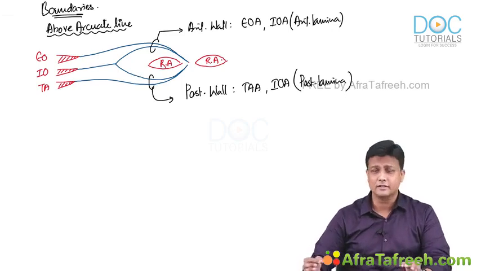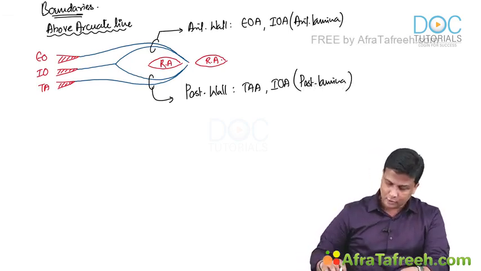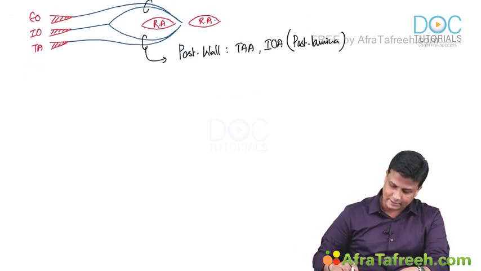I hope it is crystal clear. When things make sense here, you don't have to mug up all these things, guys. Now once you are done above the arcuate line, let us see below the arcuate line. So let's try to understand the boundaries of rectus sheath below the arcuate line.